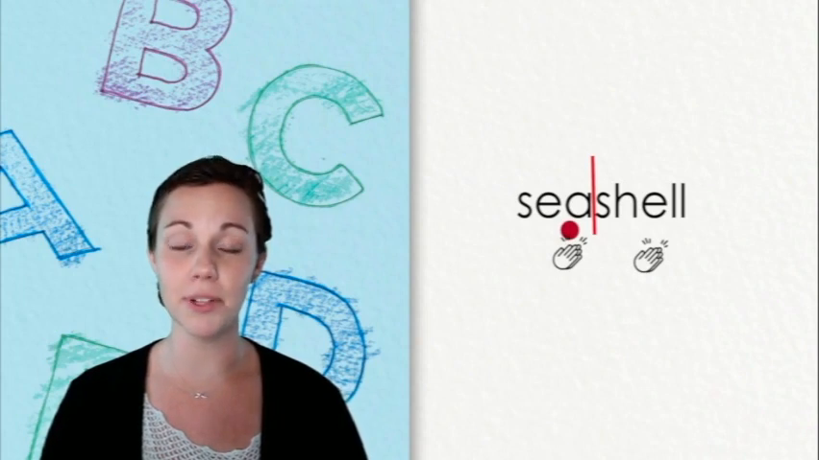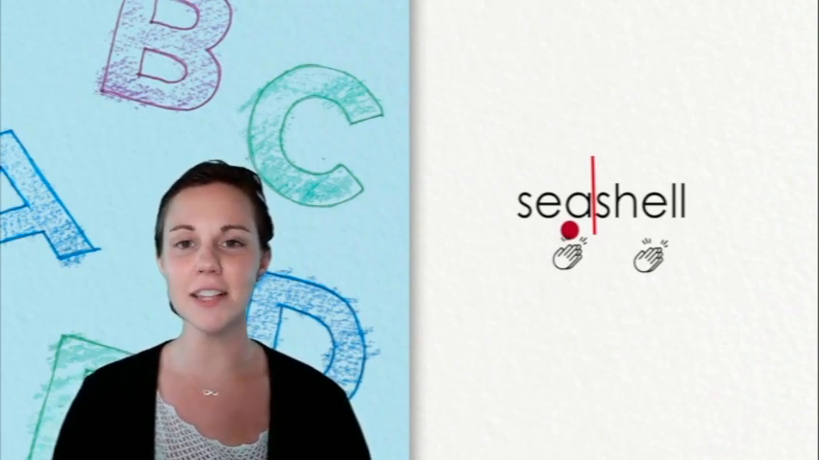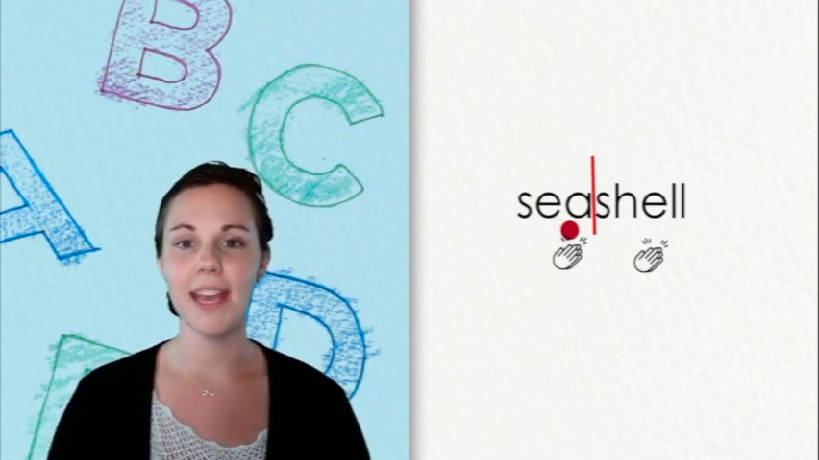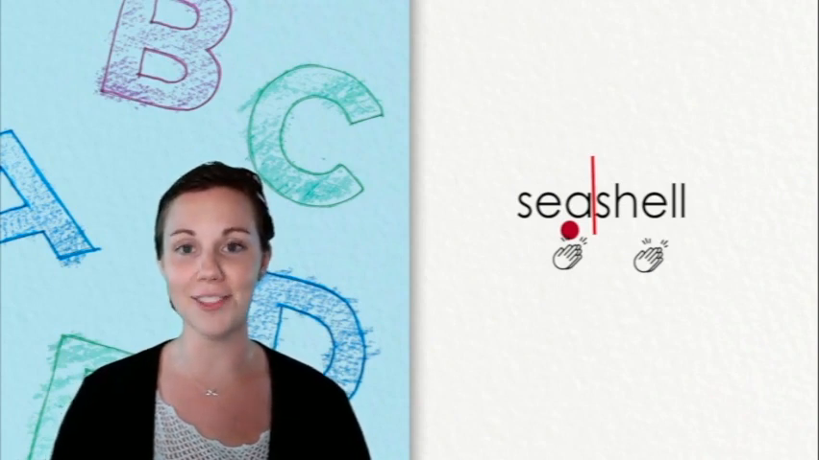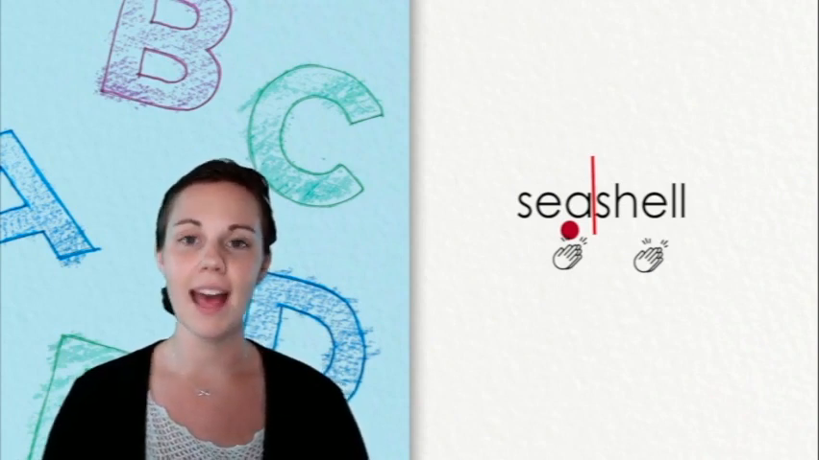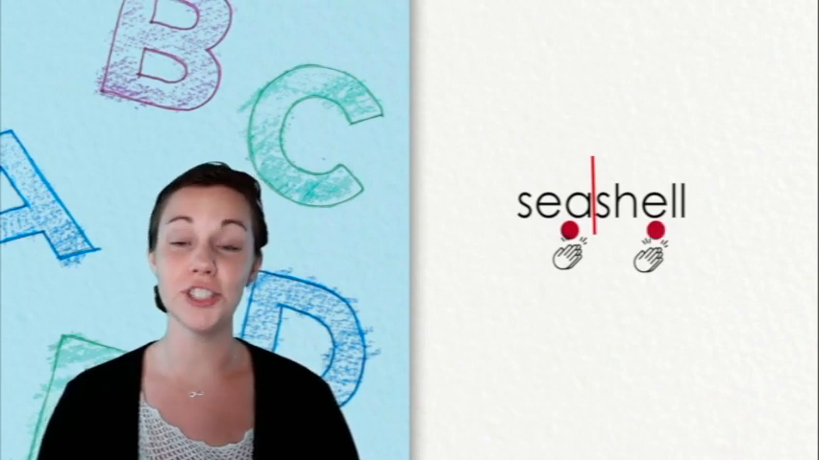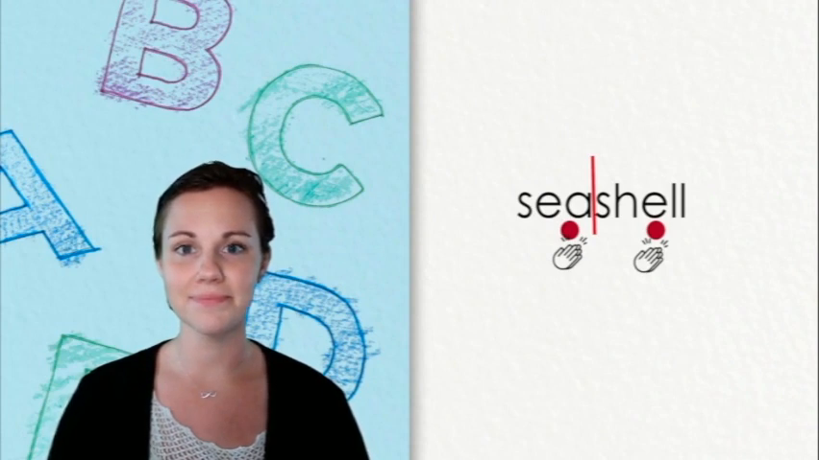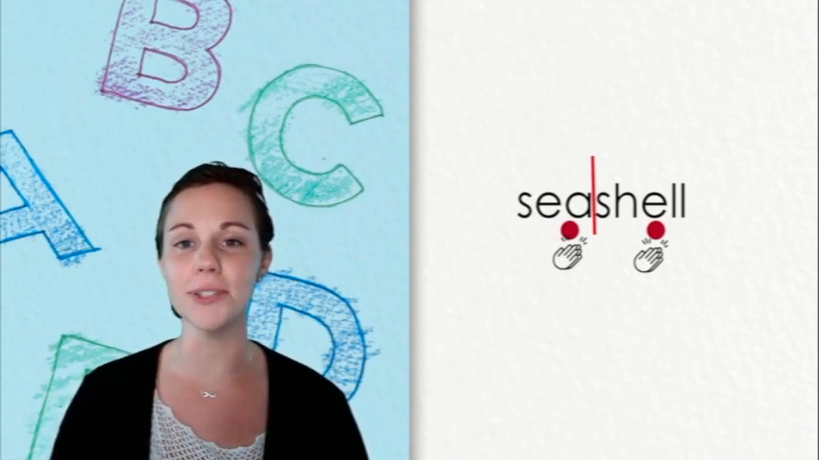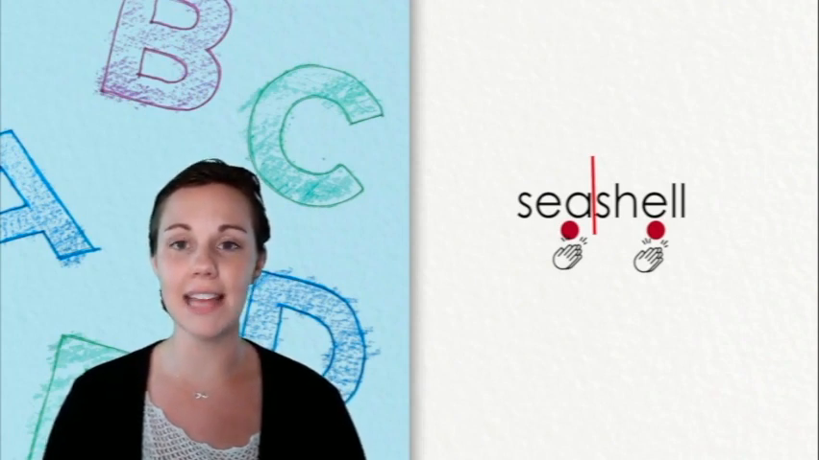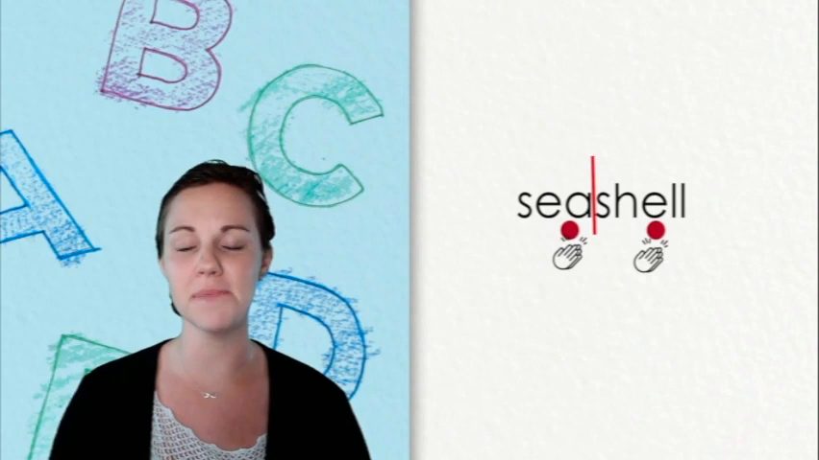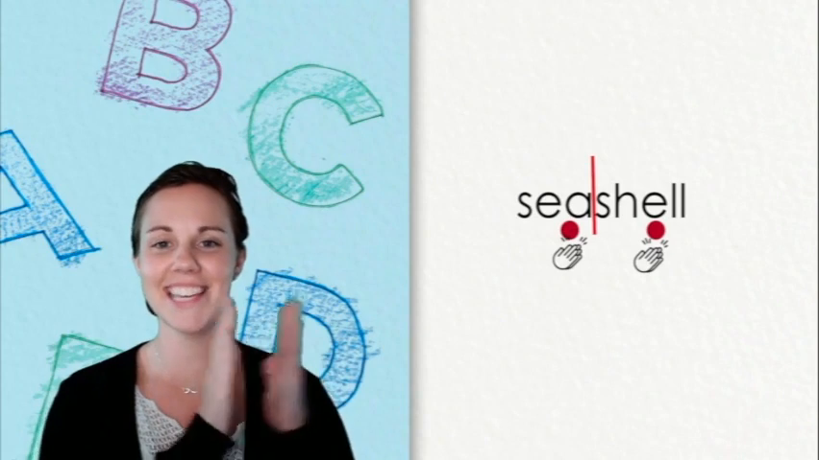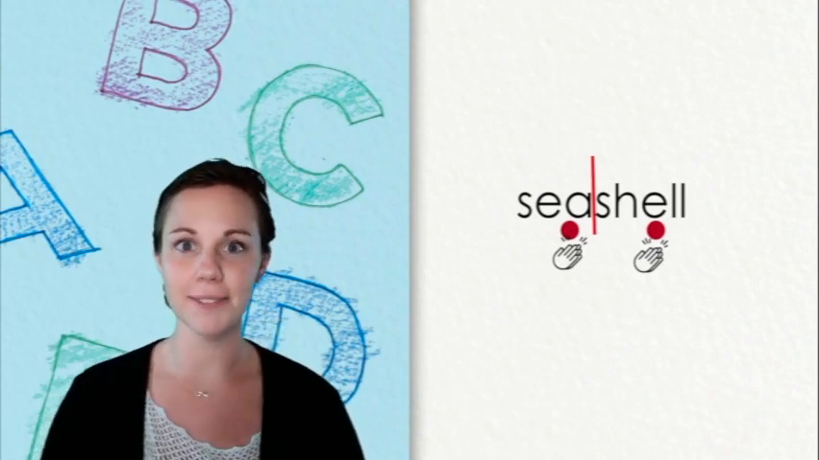Our first syllable, see. Tell us the syllable type. You've got it. It's a vowel team again. EA works together to make that long E sound. How about our second syllable, shell? What syllable type is that? Yes, it's closed. That L consonant at the end is closing in the vowel to make a short vowel sound. Let's clap it one more time. Seashell. Great work.